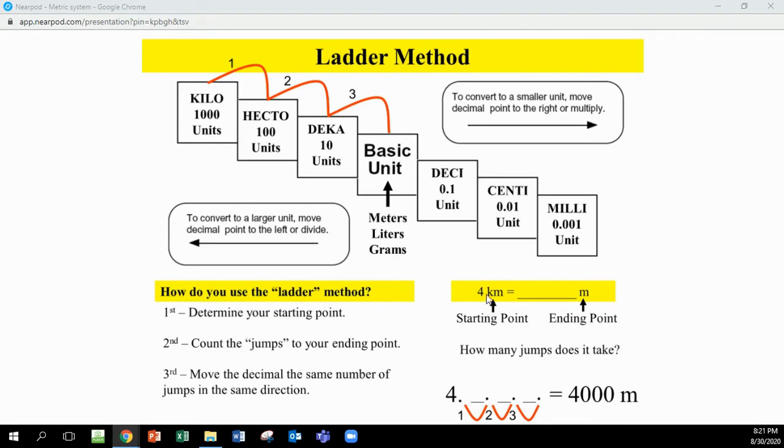Okay? So let's look at if you have 4 kilometers. How many meters is that? How many jumps does it take? You're going from kilometer to your base, meters, and you're taking 1, 2, 3 jumps. So you're going to move your decimal 3 jumps, 4,000. Okay, you're moving to the right and down, so you're going to be a larger number.